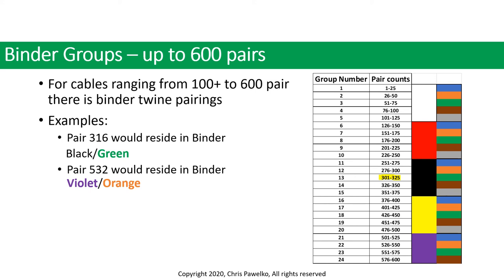Now, if we take a look at another example, 532, we do the same thing. We come down and we see that 526 to 550 is where 532 resides, and it resides with a violet orange binder group coloring.